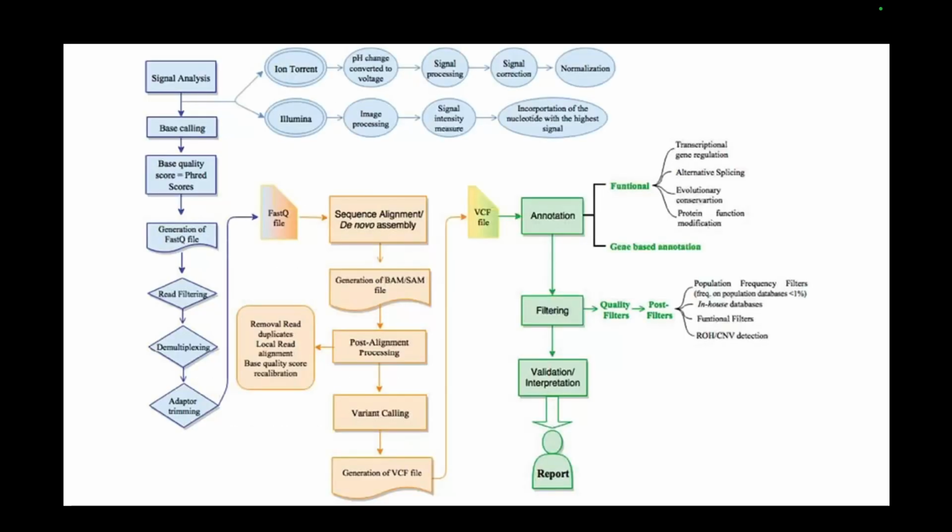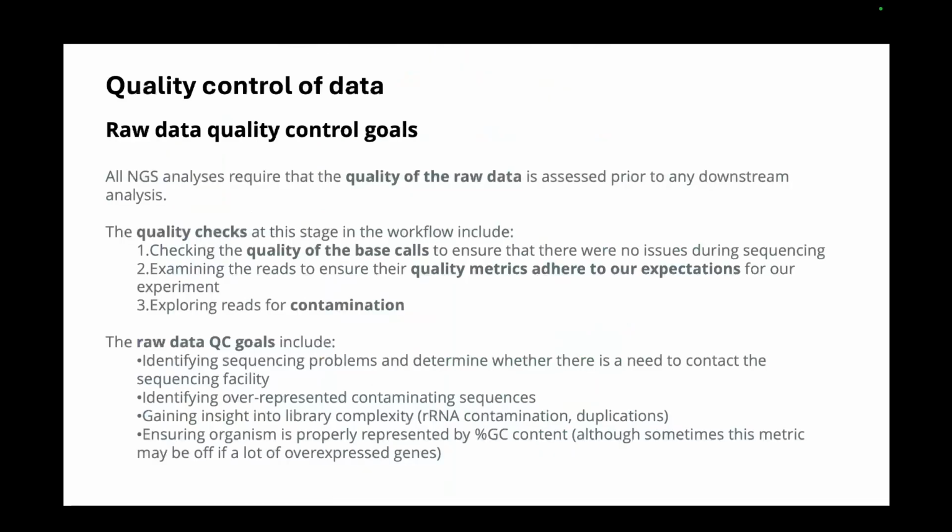Okay. Now we have come to this point. So we have gotten into the sequencing. We have gotten some signals. We have done base calling. We have seen the quality scores of the bases that have been generated. Now you have gotten the FASTQ file. After the FASTQ file, you need to do some sort of quality control.